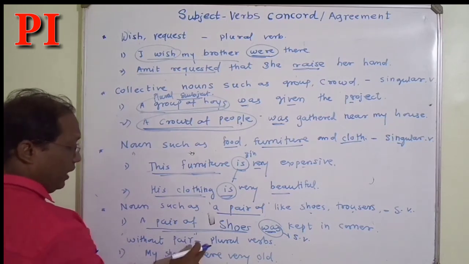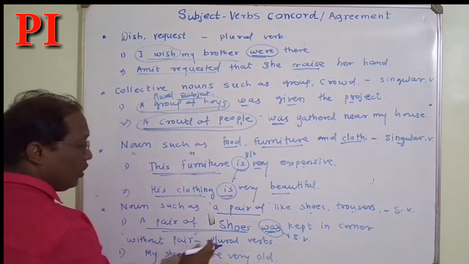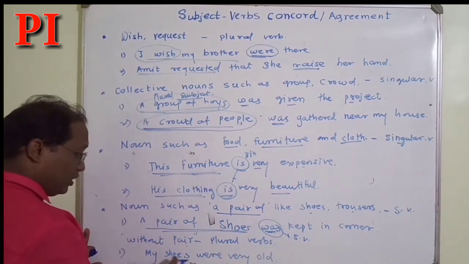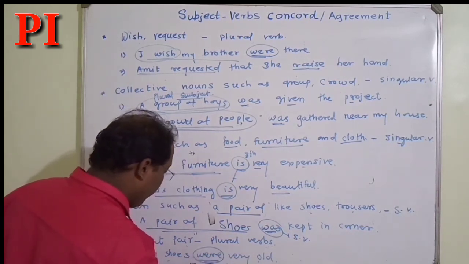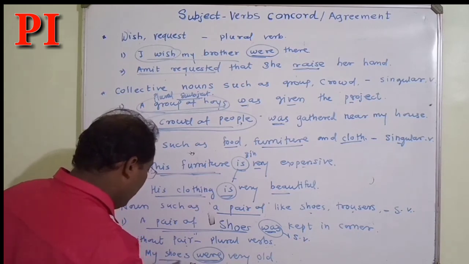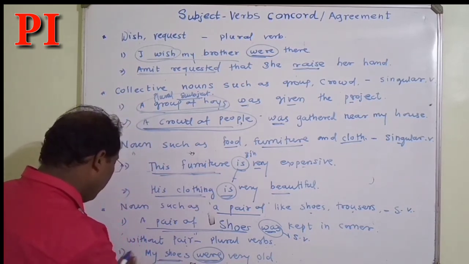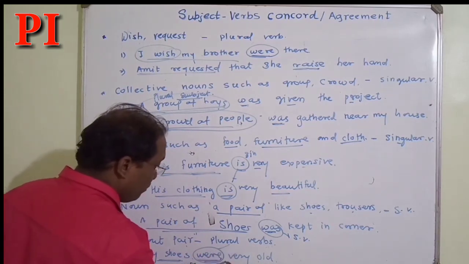Then without "pair", whenever we talk about shoes without "pair", at that time use a plural verb. For example, "My shoes were very old." Here, "my shoes" is a plural subject. According to that, use a plural verb here.